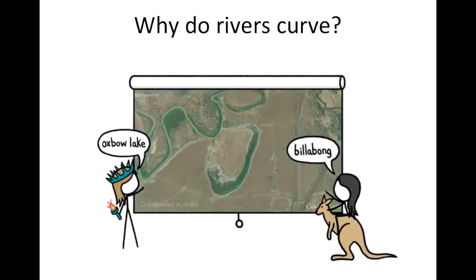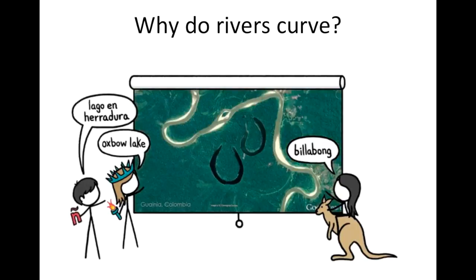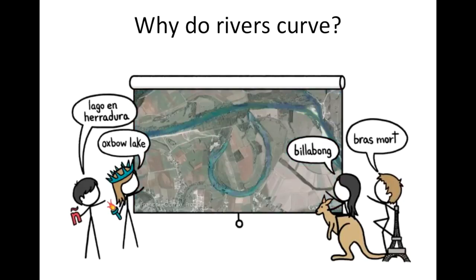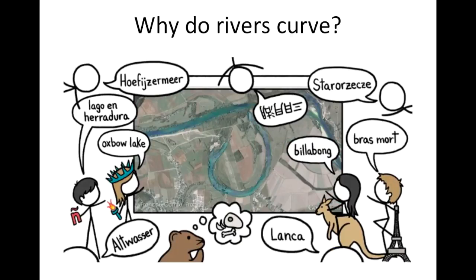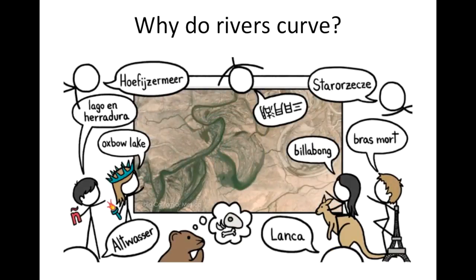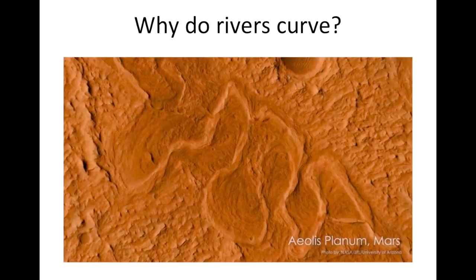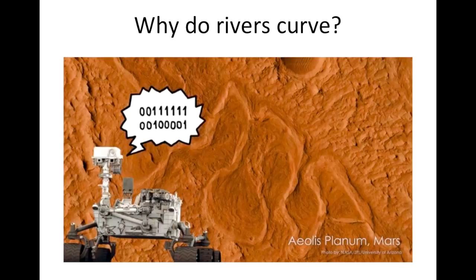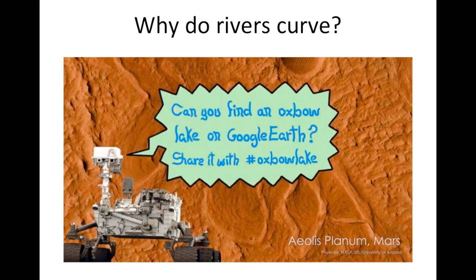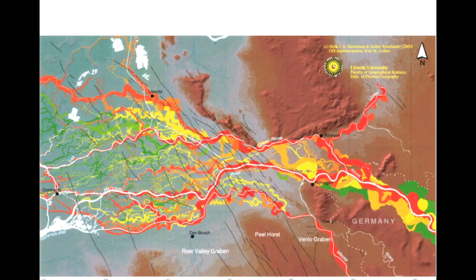Or a billabong. O un lago en herradura. Ou un bras mort. We have lots of names for these lakes, since they can occur pretty much anywhere liquid flows, or used to. Which brings up an interesting question. What do the Martians call them? This Minute Earth video. Yeah.